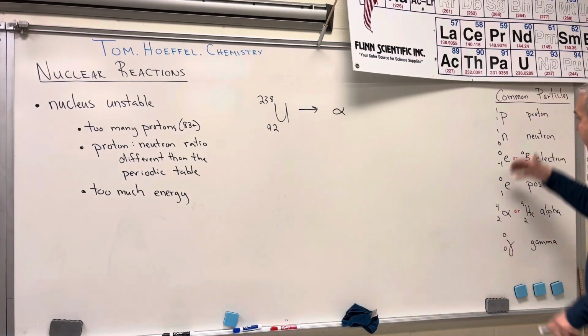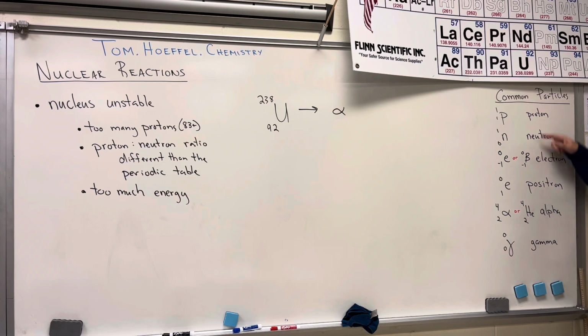Now I have some common particles over here. These are the protons, neutrons, and electrons. And if you look, the top number is the mass, and then the bottom number is the charge. So a proton has a mass of 1 and a charge of 1. A neutron has a mass of 1 but no charge. An electron has no mass but a charge of -1. And then we got some other particles that are up here that are going to be used later in some of our other nuclear reactions, an alpha particle being one of them.